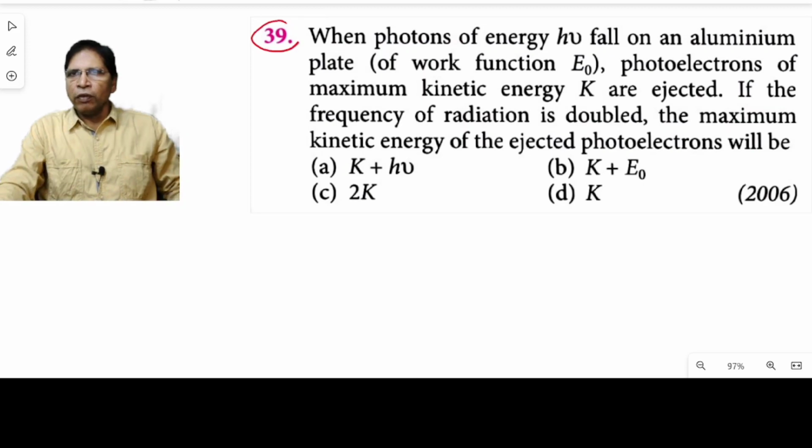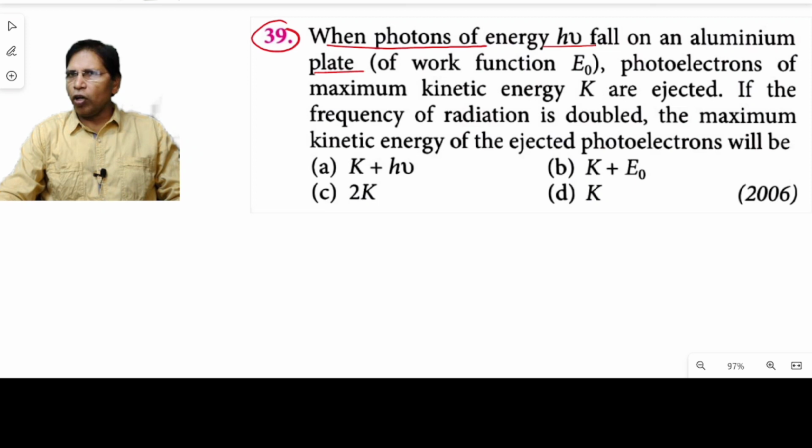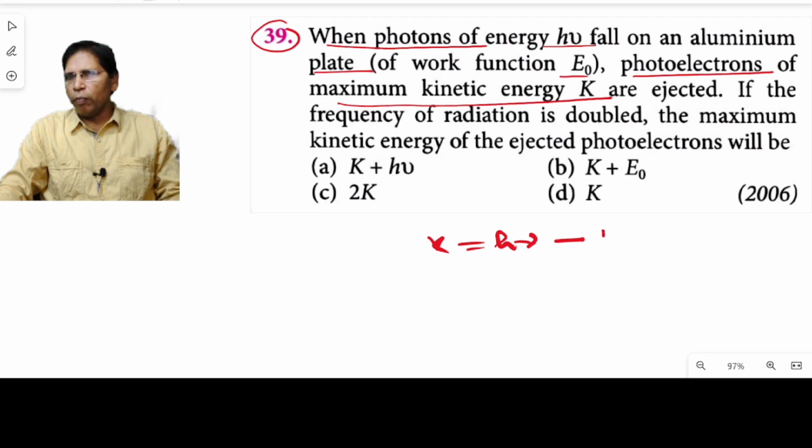Now question number 39. When photons of energy h nu fall on an aluminum plate of work function E naught, the photoelectron's maximum kinetic energy is K. So look at this, from here K equals h nu minus E naught. Okay, this is equation number 1.